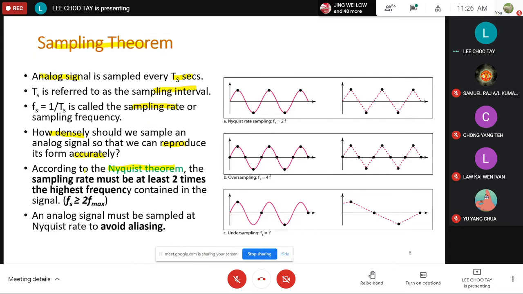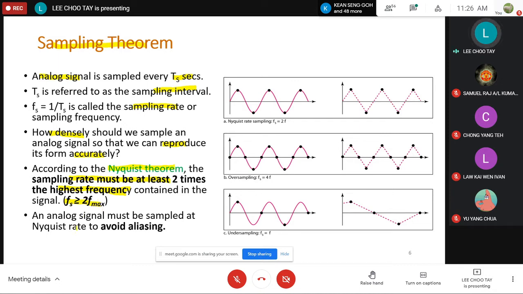Nyquist said the sampling rate must be at least 2 times the highest frequency contained in the signal. Again, when you have a signal that consists of many frequency components, the sampling rate must be at least 2 times the highest frequency in that signal itself. The easiest way to remember it is Fs must be greater than or equal to 2 F max, where F max is the maximum frequency in your analog signal or your baseband signal.